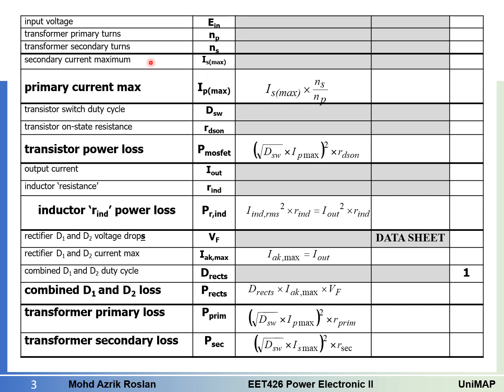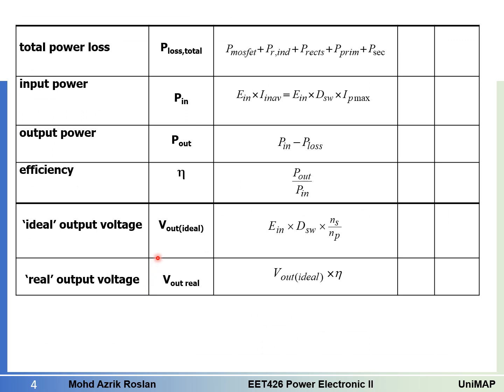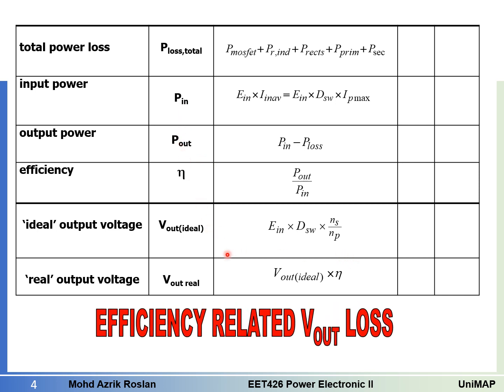As you can see here, this is how we can calculate the primary current, transistor power losses, and inductor power losses. Then next, in this slide, is the calculation of total power losses. This is the formula for the input power, output power, and efficiency. So all of this is considered the efficiency related Vout loss.